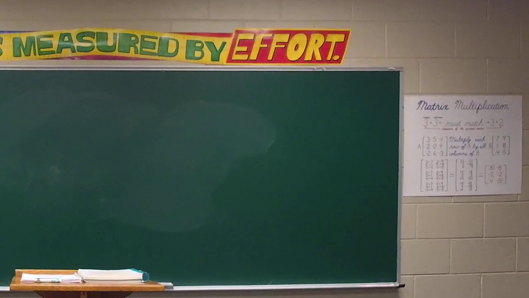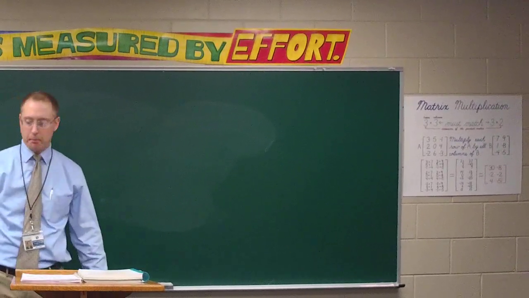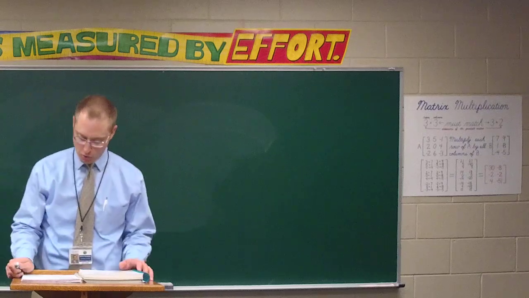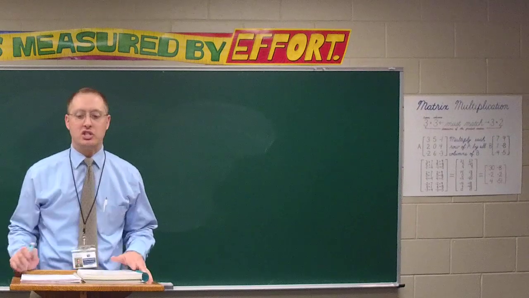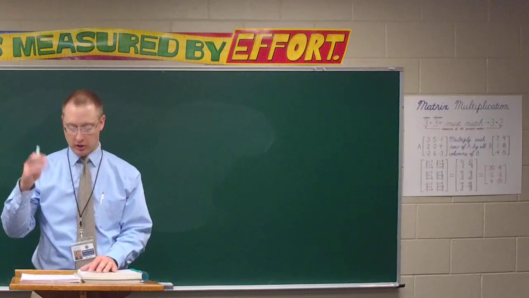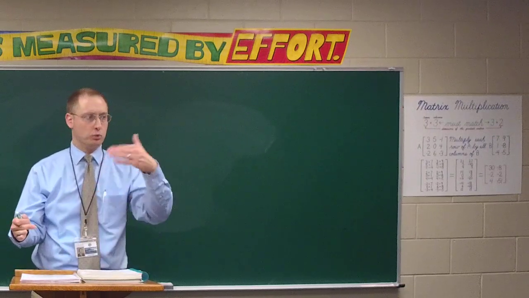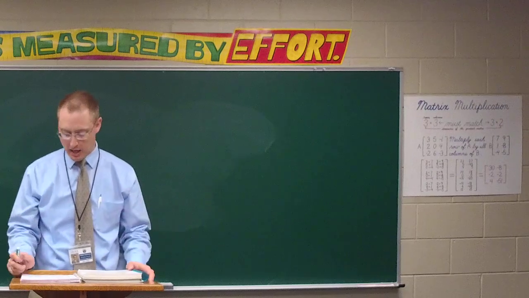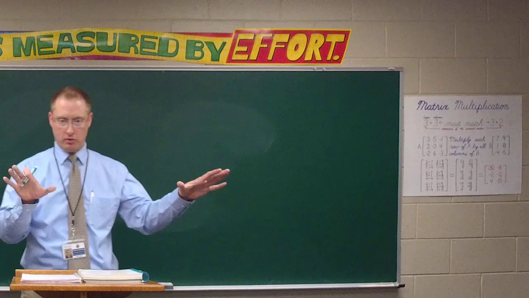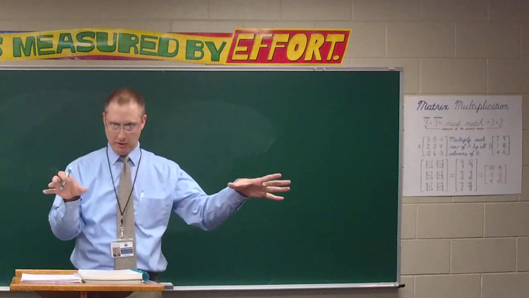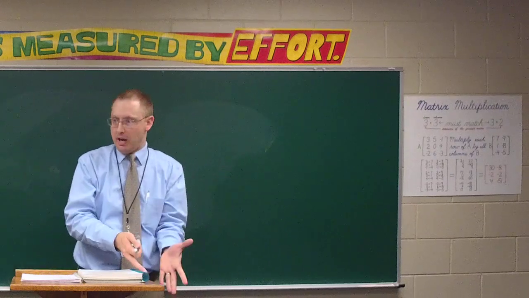The number of columns in the first must equal the number of rows in the second. So you're not looking for matrices to be equal, you're looking for the number of columns to equal the number of rows, okay? When you add, you have to have equal dimensions, right? 3 by 5, another 3 by 5, and what you get is another 3 by 5.